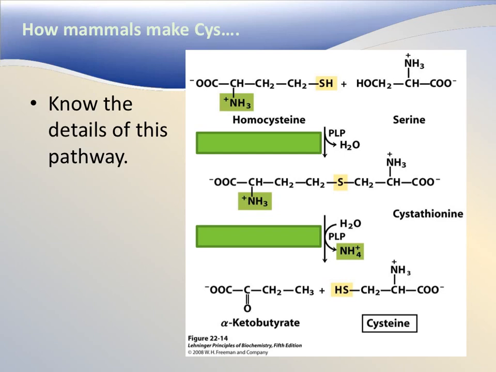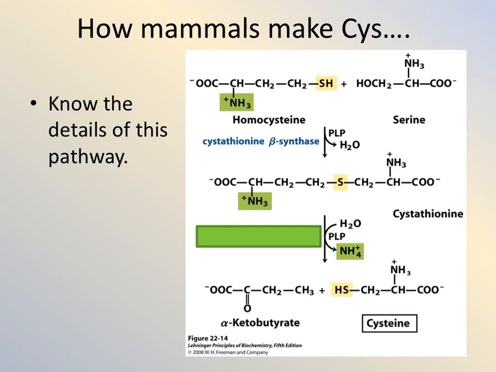Say it with some conviction. Yes, this is cystathionine beta synthase. And the only reason why it's beta is because it's telling you what carbon it's linking to. It's not linking it on the alpha carbon, it's the beta carbon. But if you tell me it's cystathionine synthase, I'll give you the points for it. See, once again, not too difficult.